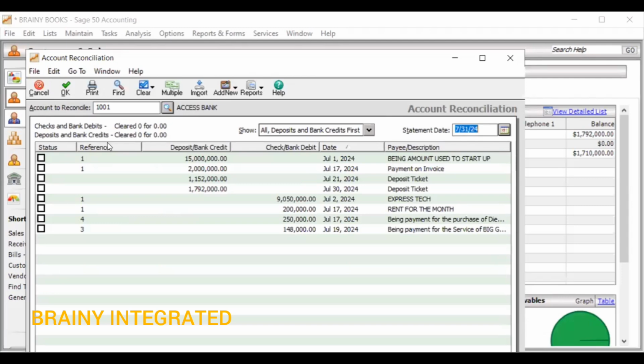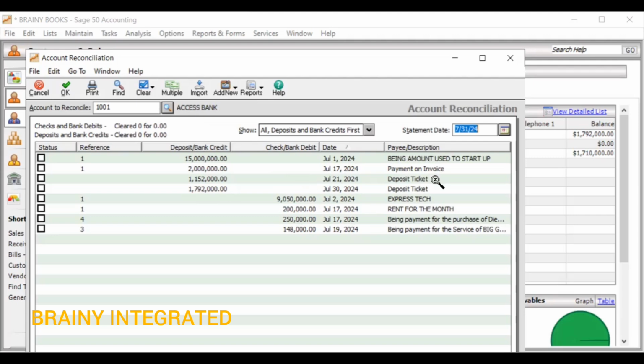Now we can see we have the first column here, the status, followed by the reference, followed by the deposits or bank credits. This side is the money that entered into our bank accounts. Then followed by the check stroke bank debits. This column is used to record the money that left our bank account. This is the date the transaction happened, and this is the payee or description as the case is.